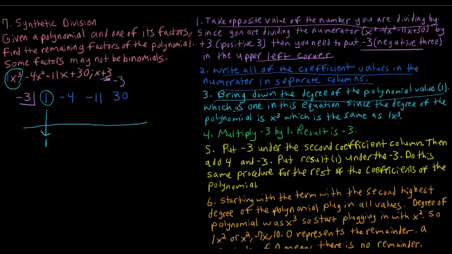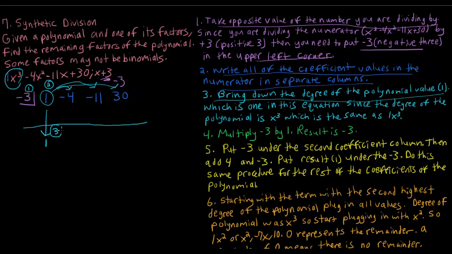Now that we've done that, writing the negative 3 is kind of step 1. Putting all of these coefficient values on the top column is kind of our step 2. Bringing down the 1 value is like our step 3.